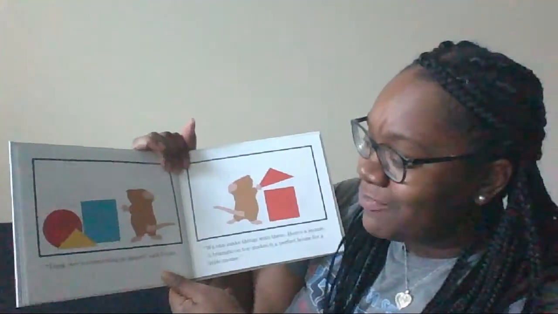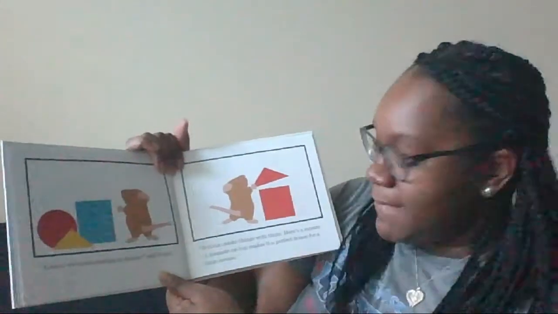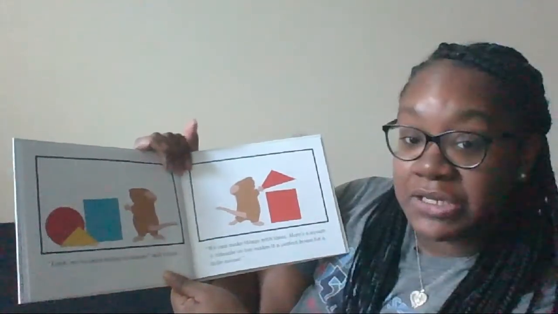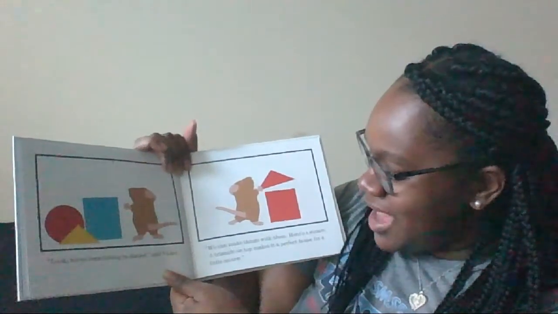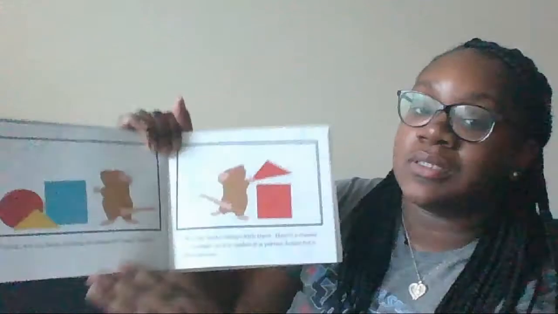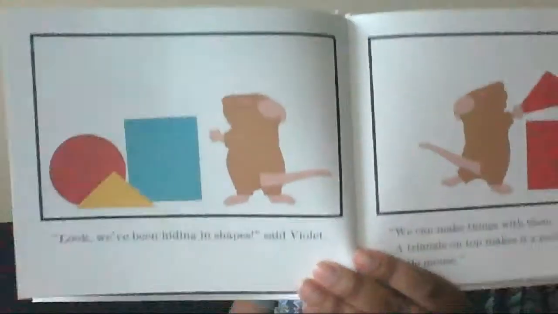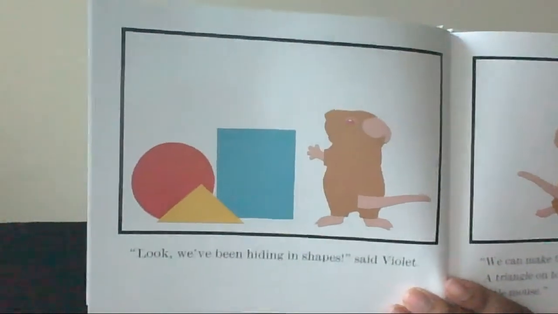Look, we've been hiding in shapes, said Violet. We can make things with them. Here's a square. A triangle on top makes it a perfect house for a little mouse. So here's the triangle and the square, and that mouse is making a house.